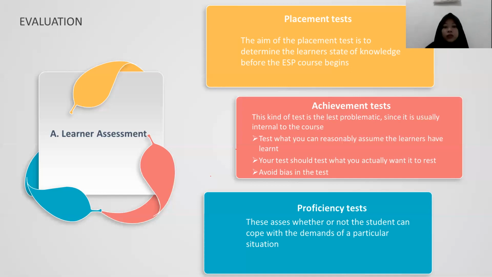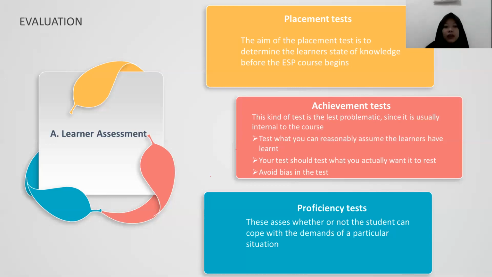test what you can reasonably assume the learners have learned. This is not necessarily the same as what you have taught. And then second, your test should test what you actually want it to test. Don't, for example, make a test of reading ability dependent on the ability to write. A learner may well be able to read and understand something, but unable to put the ideas down in writing.